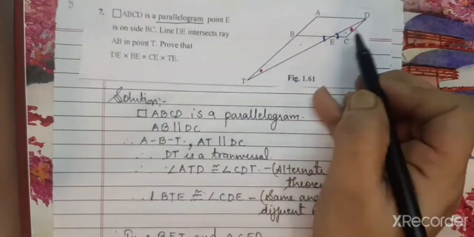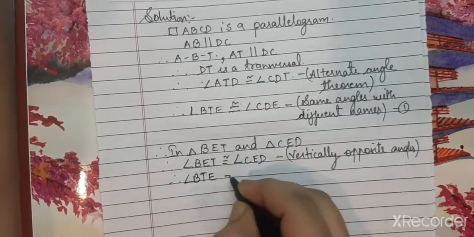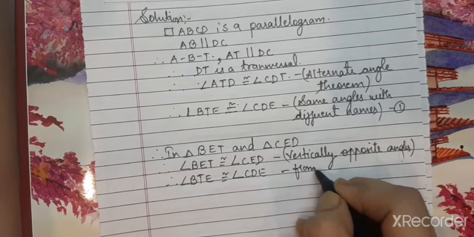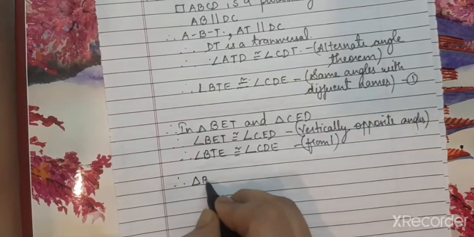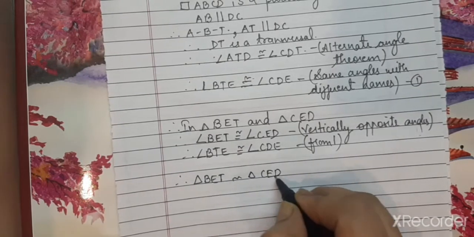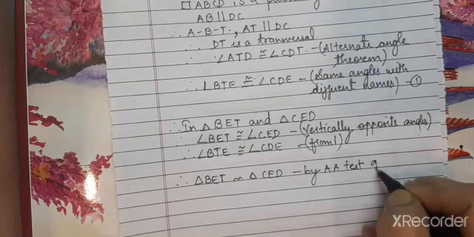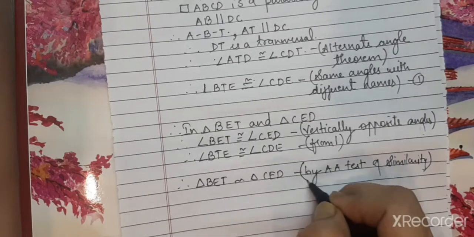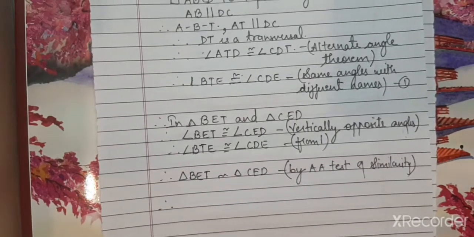And the other angle which we proved as alternate, that is angle BTE congruent to CDE from 1. Therefore, triangle BET is similar to triangle CED by AA test of similarity. Okay. Now, since we know after we prove the triangles are similar, the sides are in proportion.